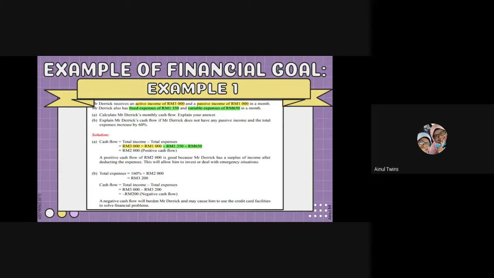So the total income we must minus with expenses. That is 3,000 minus 3,200. Then we will get negative 200 ringgit. So this is negative cash flow. So a negative cash flow will burden Mr. Derek and may cause him to use the credit card facilities to solve financial problems.